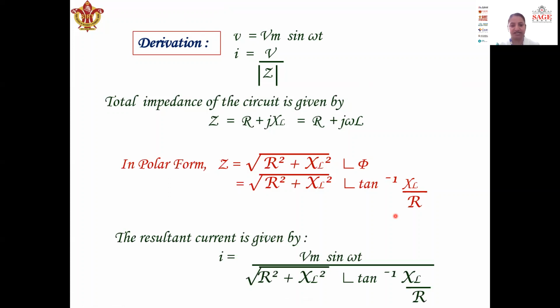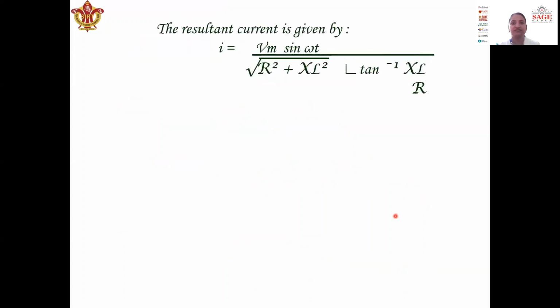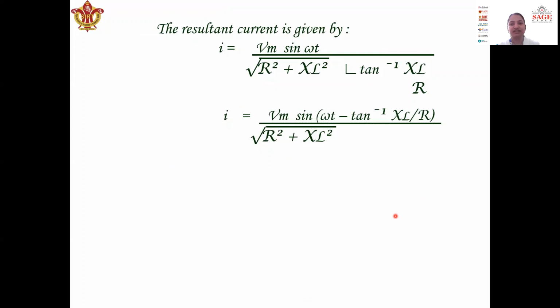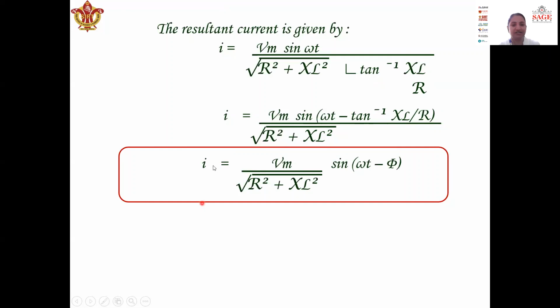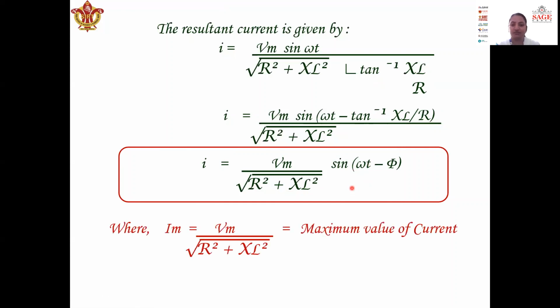So the resultant current is given by I is equal to Vm sin omega t upon under root of R square plus XL square, angle tan inverse XL by R. We can write it like this: the angle tan inverse XL by R can be shifted to the numerator, and it becomes sin of omega t minus tan inverse XL by R. So the resultant formula for the current is I is equal to Vm by under root of R square plus XL square, sin omega t minus phi, where phi is tan inverse XL by R. So Im, that is the maximum current, would be calculated by Vm upon under root of R square plus XL square. This is the value of maximum current.